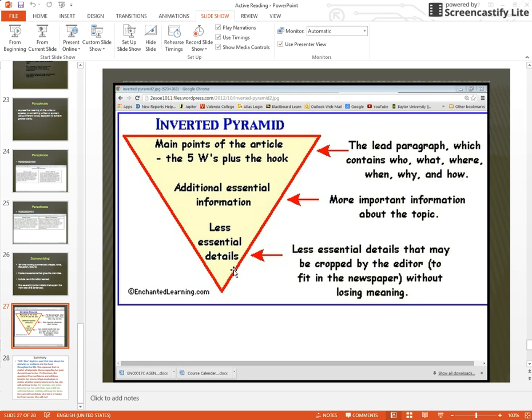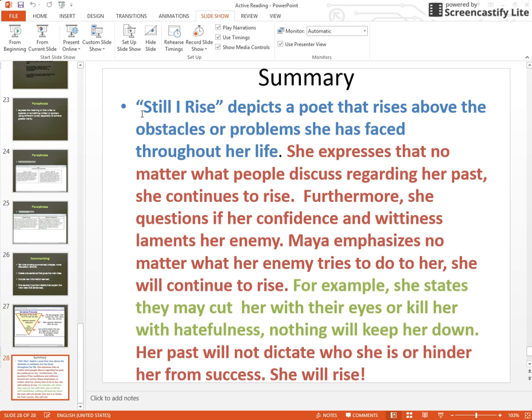So what does that mean? What does that look like? Well, let me just show you. First and foremost, like I told you, you have your main point, right? The main point is in blue. Still I Rise depicts a poet that rises above the obstacles or problems she has faced throughout her life, okay? Or you can even say Still I Rise by Maya Angelou depicts a poet, okay? Because sometimes you might have to memorize for certain assignments the author's name, okay? So it's important that you embed that in there, but this is perfectly fine as well.